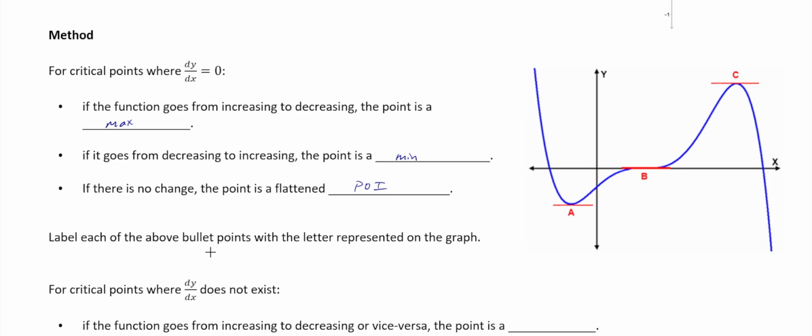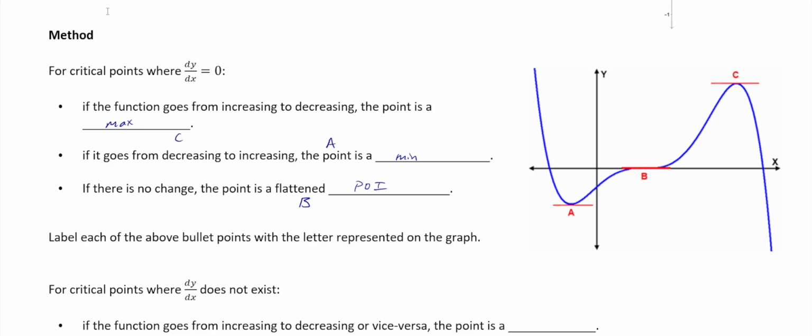Now it says label each of the above bullet points with the letter represented on the graph. Well, here we go. We've got decreasing to increasing. That's going to be a minimum, so that's A. Over here, we've got increasing, and then it increases again, but it goes flat. That's a flattened POI. And then if the function is increasing to decreasing, that's going to be a maximum, and that's C.